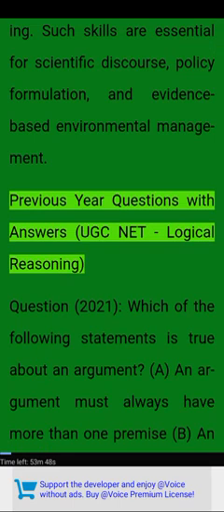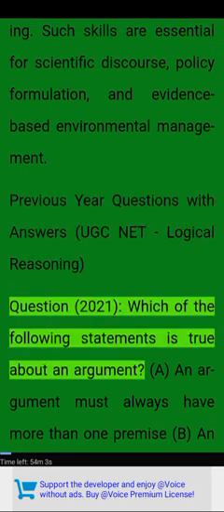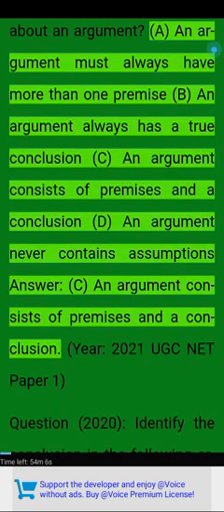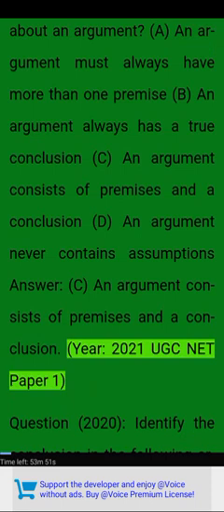Previous year questions with answers. UGC NET, logical reasoning. Question 2021. Which of the following statements is true about an argument? A. An argument must always have more than one premise. B. An argument always has a true conclusion. C. An argument consists of premises and a conclusion. D. An argument never contains assumptions. Answer: C. An argument consists of premises and a conclusion. Year, 2021 UGC NET Paper 1.